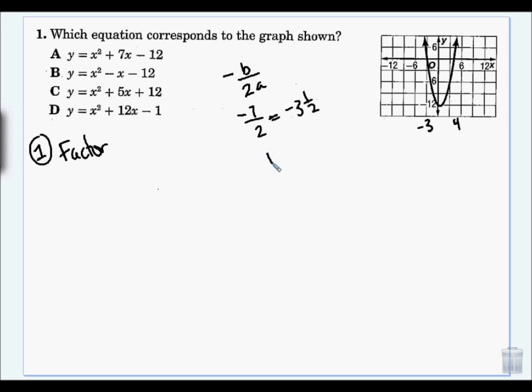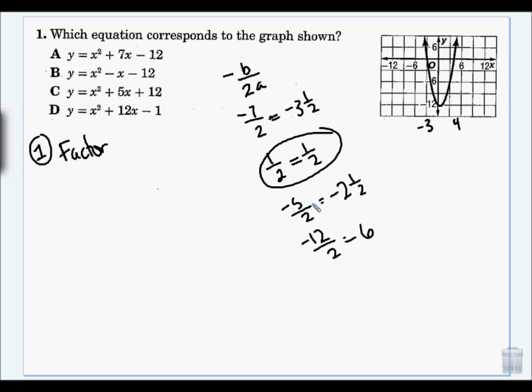Or we'd have 1/2, which is 1/2. Or we'd have -5/2, which is -2.5. Or we'd have -12/2, which is -6. This is obviously, we're talking about x coordinates. It has to be this one, correct?